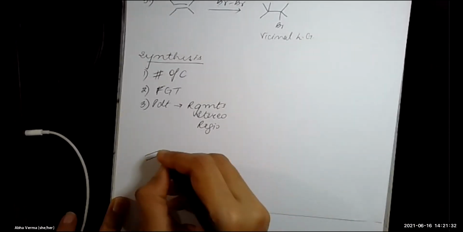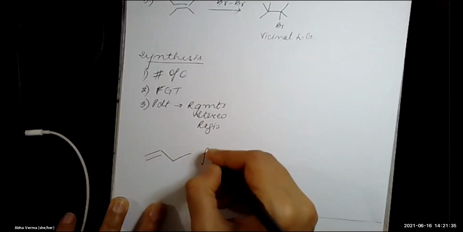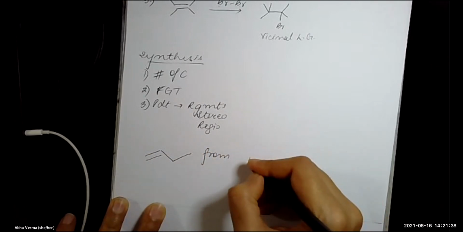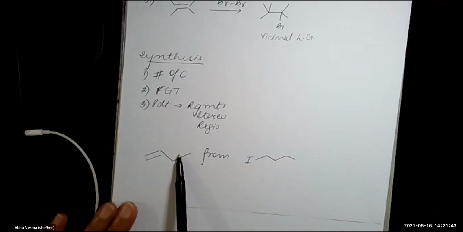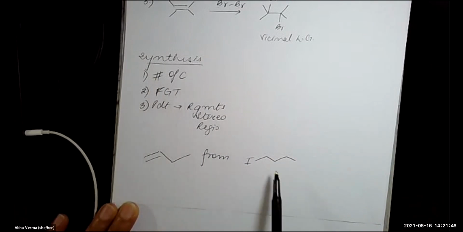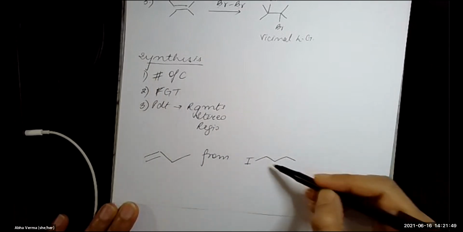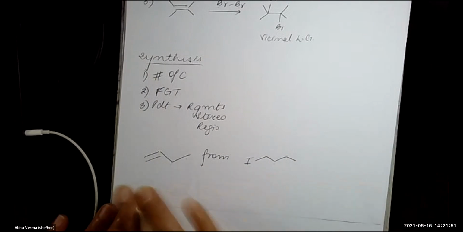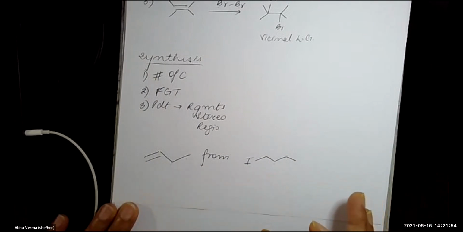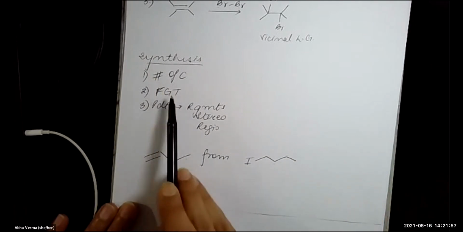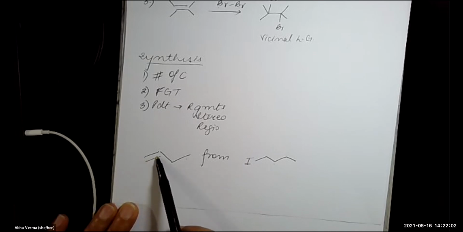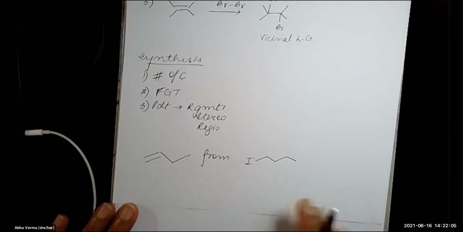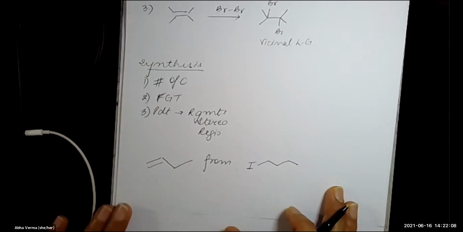So let's look at an example. For example, you have to form this from this material. So you have to start from here and end here. What is the number of carbons? The number of carbons is exactly the same, 1, 2, 3, 4, 1, 2, 3, 4. So you don't have to make any changes to the number of carbons. But what has happened? What is the functional group transformation? From an iodide, you now have a double bond. So what is it that you would think about? You know that you will have an elimination.